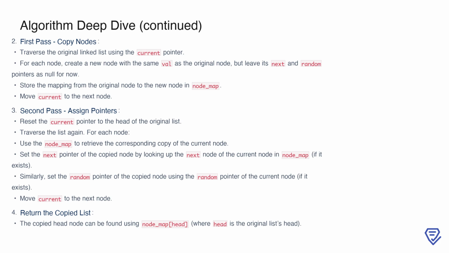The second step is to go through the list again and assign the next and random pointers for each copied node. Using the hash map, we retrieve the copy of the current node and set its next pointer to the copy of the next node in the original list, if it exists. Similarly, we set the random pointer of the copied node by looking up the copy of the random node in the hash map. By the end of this second pass, all pointers in the copied list are correctly assigned, and the copied list is fully constructed.